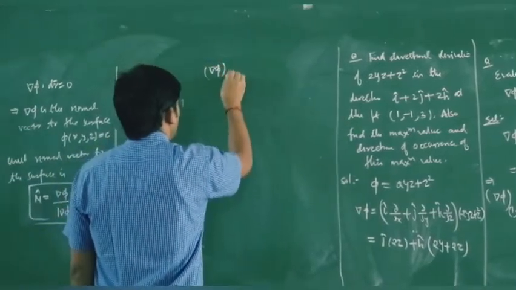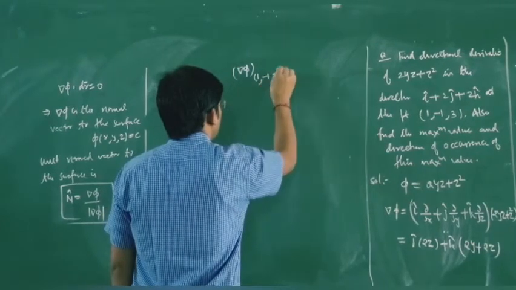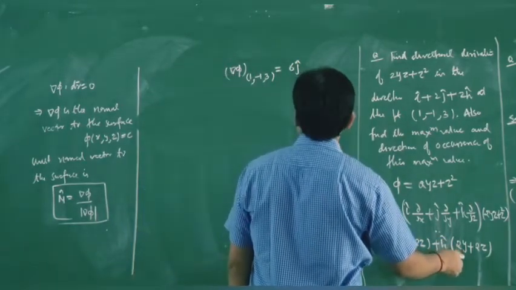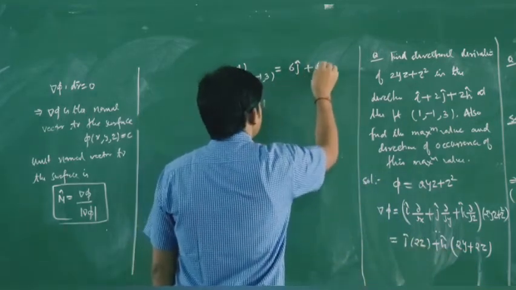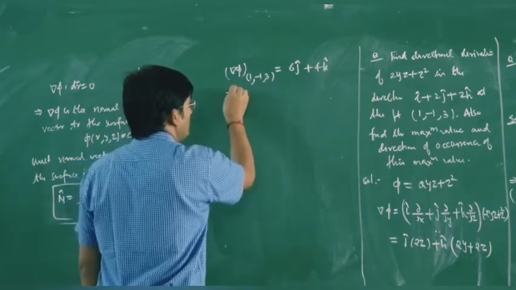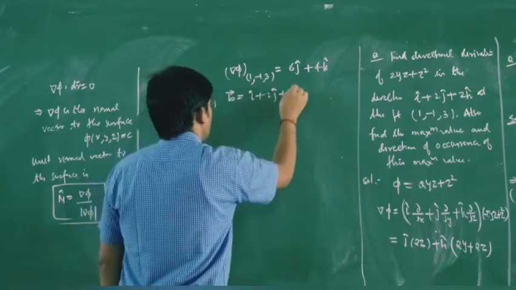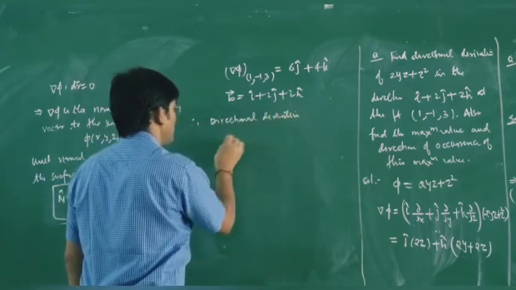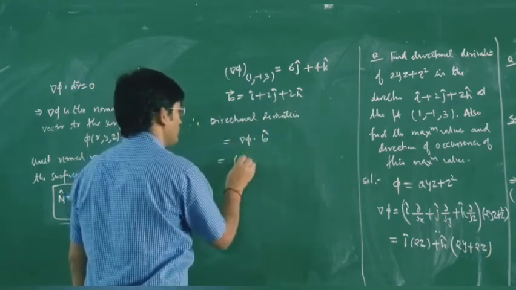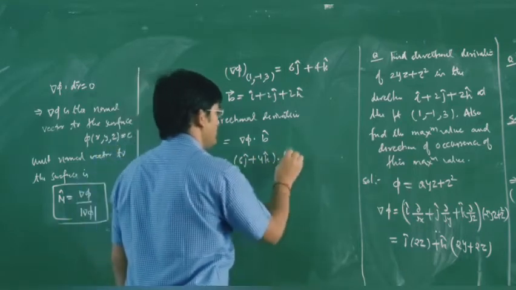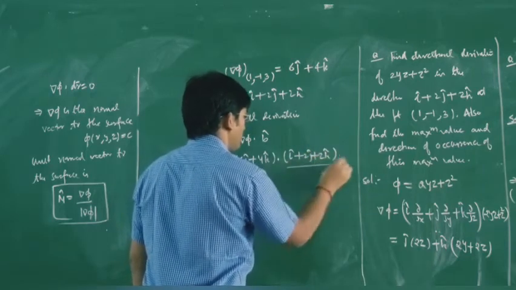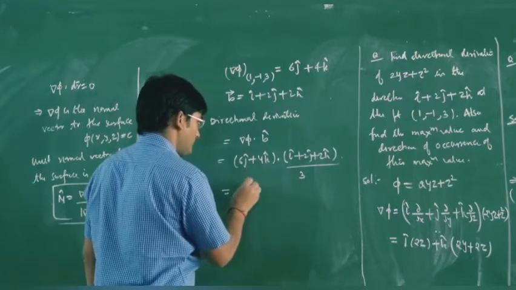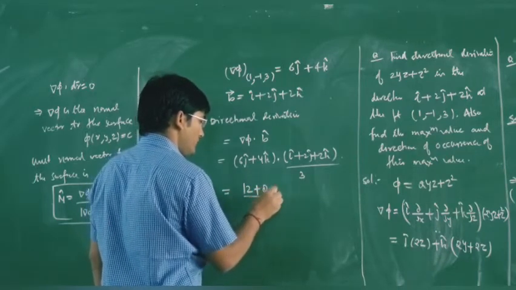So grad phi at 1, minus 1, 3 is equal to, now this will be your 6j, then your y is minus 1, so this will be minus 2 plus 6, so that means 4k. Now your direction is b equal to I plus 2j plus 2k. So therefore directional derivative is equal to grad phi dot b cap. So this is equal to 6j plus 4k dot b cap, means I plus 2j plus 2k upon, now this will be 8 plus 1, so we have 3. Now this is equal to 12 plus 8 upon 3, so this is your 20/3.